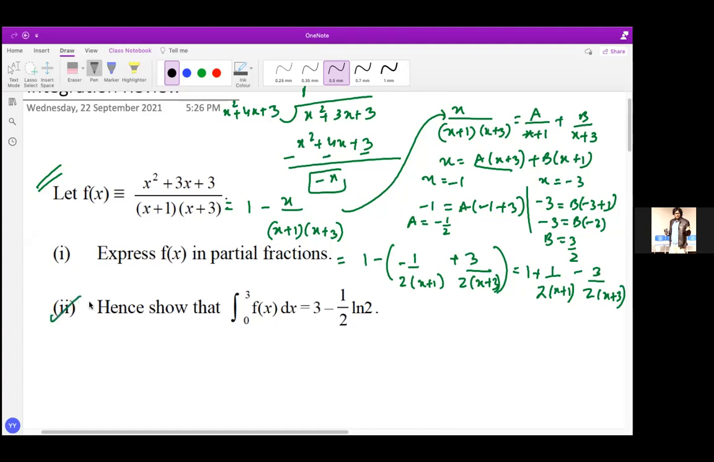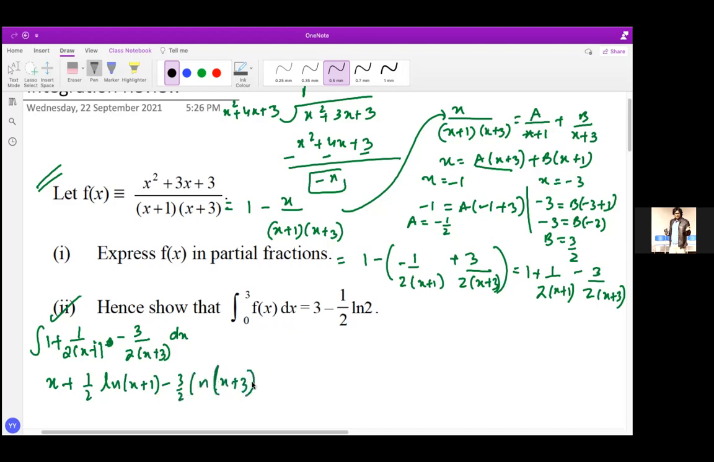Now I have to show that the integral of the function from 0 to 3 is this. So obviously you've got to integrate this, which is 1 integration plus 1 over 2(x plus 1) minus 3 by 2(x plus 3). So integration of 1 is x. This integration is 1 upon 2 ln(x plus 1) minus 3 over 2 ln(x plus 3). So now you put the limits, let's say 0 to 3.